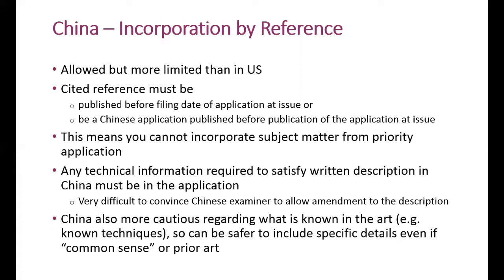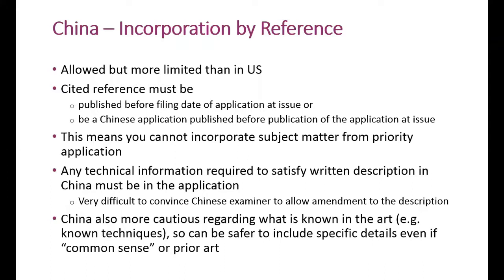China does allow incorporation by reference in theory, but it's more limited than in the US. The cited reference must be published before the filing date of the application, or be a Chinese application published before the publication of the application at issue, which means that you can't incorporate subject matter from the priority application. And any technical information required to satisfy the written description requirement should be in the application. It's very difficult generally to convince a Chinese examiner to allow an amendment to the description. They're just going to say it's new matter and it's not getting in.